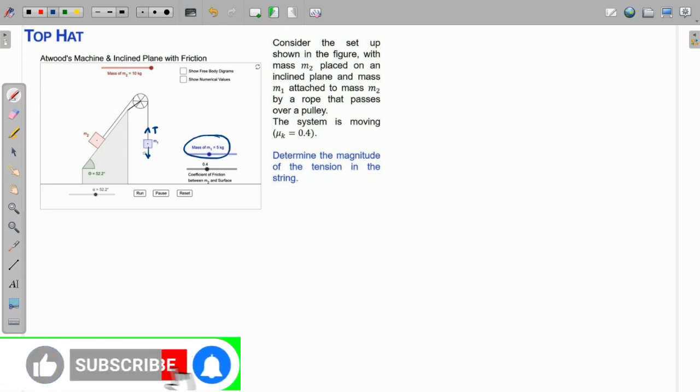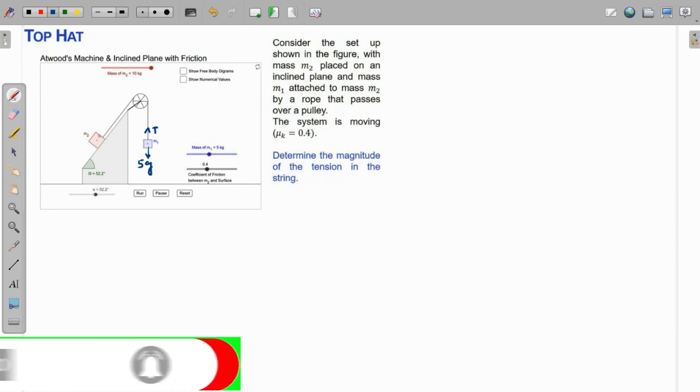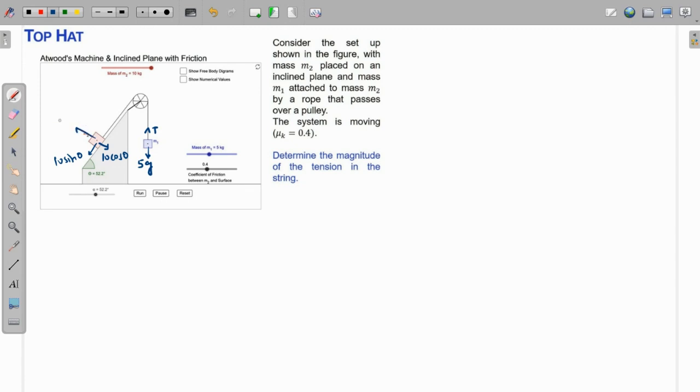The mass of the first block is 5 kg, so the gravity force is 5g, of course. The mass of the other block is 10 kg, and theta is already 52.2. So the perpendicular component of the weight force is 10g cosine of theta, and along the plane, the force is 10g sine of theta, and the normal force is F sub n over here. And this is of course the tension.